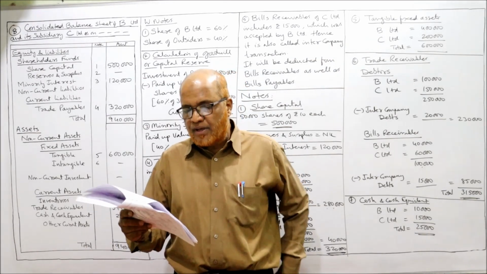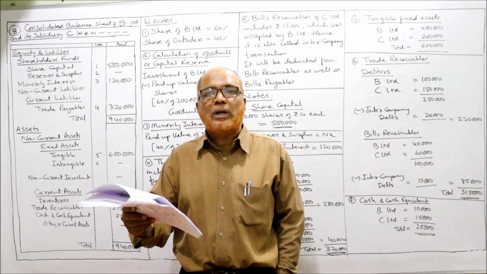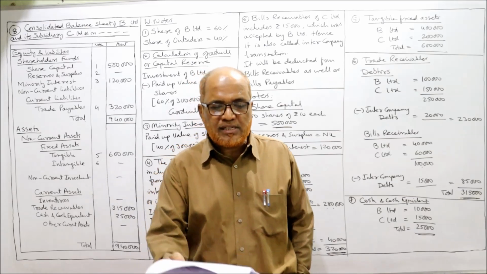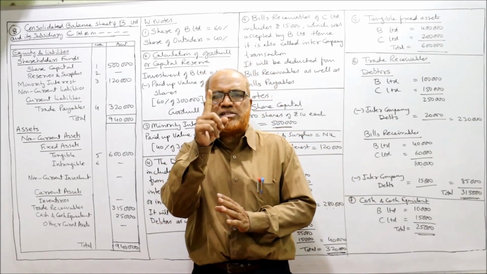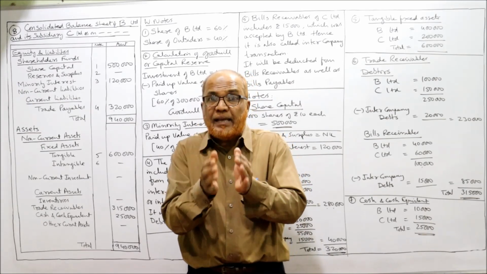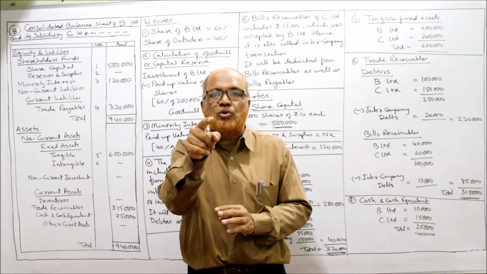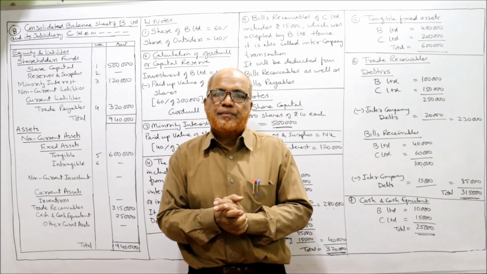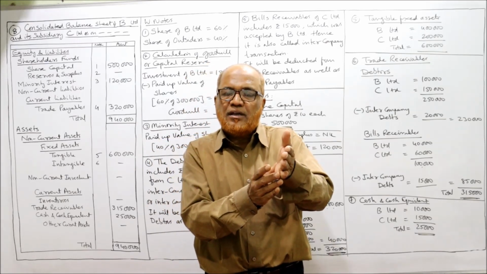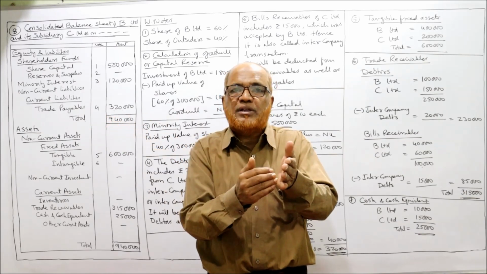See the adjustment, additional information. An amount of rupees 20,000 is included in the debtors of B Limited, which is due from C Limited. This is the new point. First time we are coming across. The debtors of B Limited include 20,000 rupees due from C Limited. That means the list of debtors of B Limited includes C Limited. That means the amount is due from C Limited.